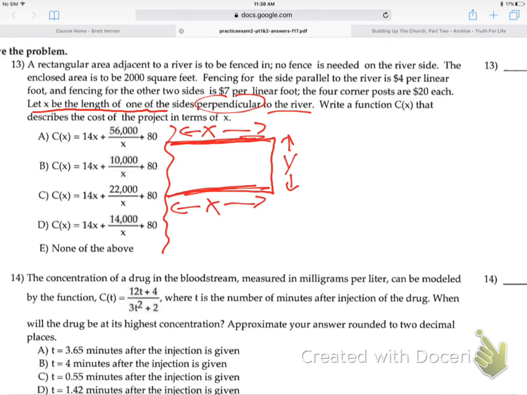Good. Now, those are lengths. Now we have to do cost. What's the cost? Well, it's $4 per foot for the side parallel. That's this side. That's parallel to the river.